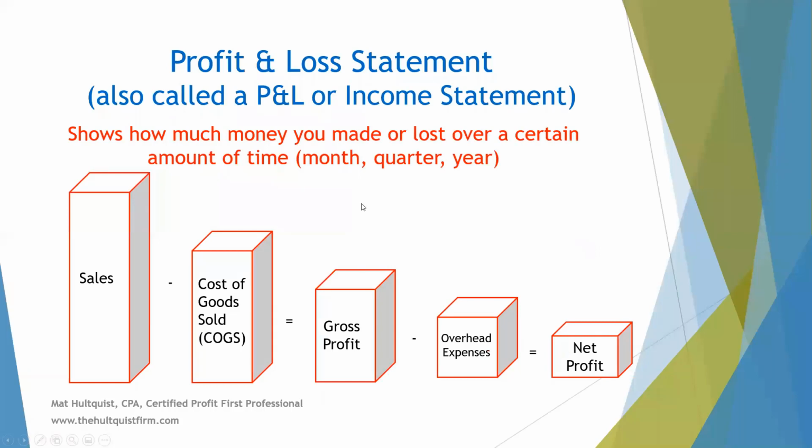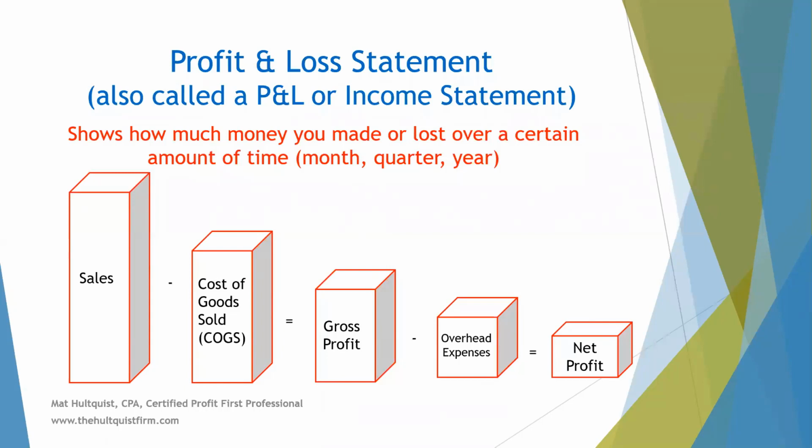Okay, so let's get into a basic profit and loss statement. You might hear this called many things. Some people call it a P&L or an income statement. It's all the same thing. And the profit and loss simply shows you how much money you made or lost over a certain amount of time, okay? That could be a month, a quarter, a year, it doesn't matter. Any certain amount of time, you either made or lost money, and that's all that the profit and loss statement shows you.